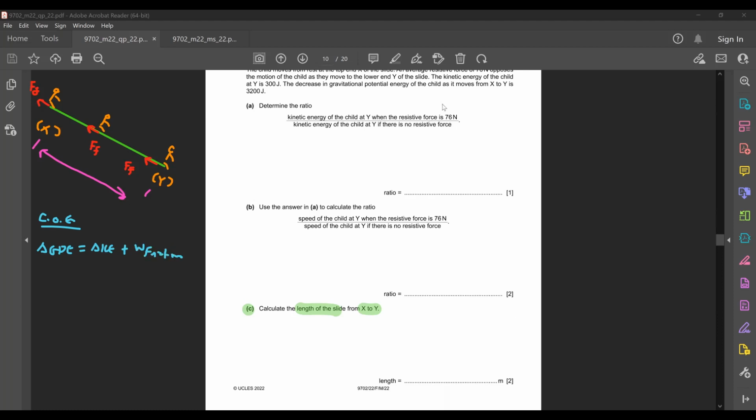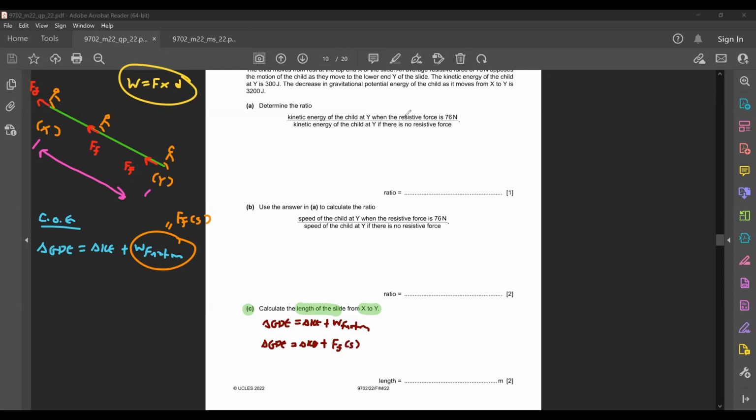Okay, so work done against friction can be further expanded to become the frictional force times the distance moved. Because originally when you're talking about work done, it is actually force times distance moved in the direction of the force. You apply it for work done against friction. So if I want to write out the working now, it will be something like this. Decrease in GPE equals to the increase in KE plus work done against friction. Expand it out, I'll get decrease in GP equals to increase in KE plus frictional force times distance moved.